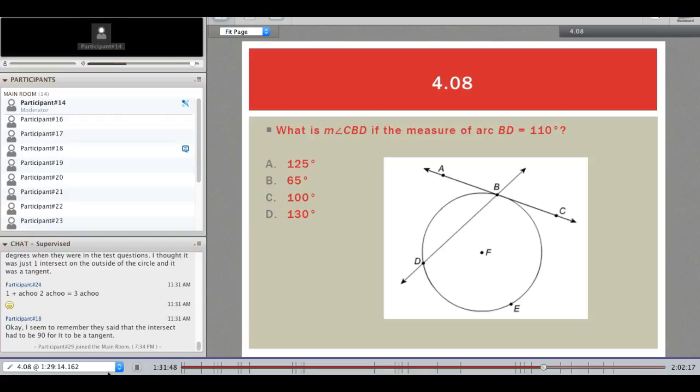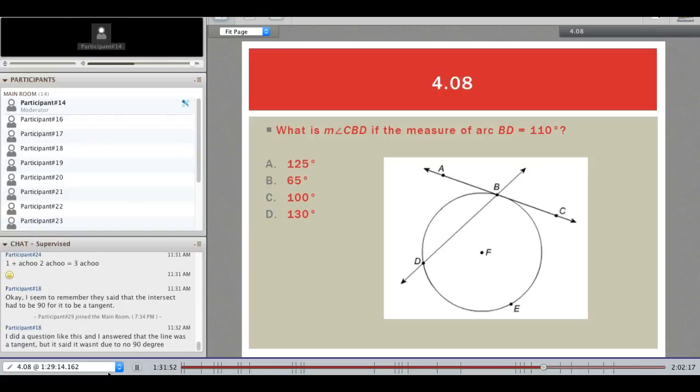Okay, so here, let's see what we have. We have arc BD, which is 110 degrees. So it's the same as the last one. Oh, see, I warned you guys about this. In this problem, we want the measure of angle CBD, which would be this angle right here.